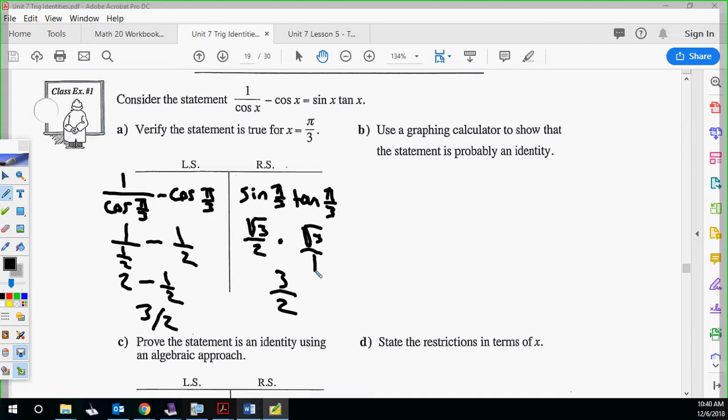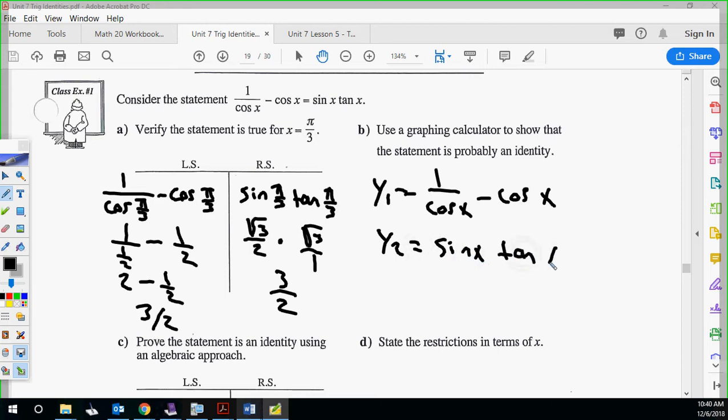Use a graphing calculator to show the statement is probably an identity. Okay, so what you can do is, we'll do it together here. We can go y1, we're going to put 1 over cos x minus cos x. y2, sine x and tan x. So the graphs should be identical.